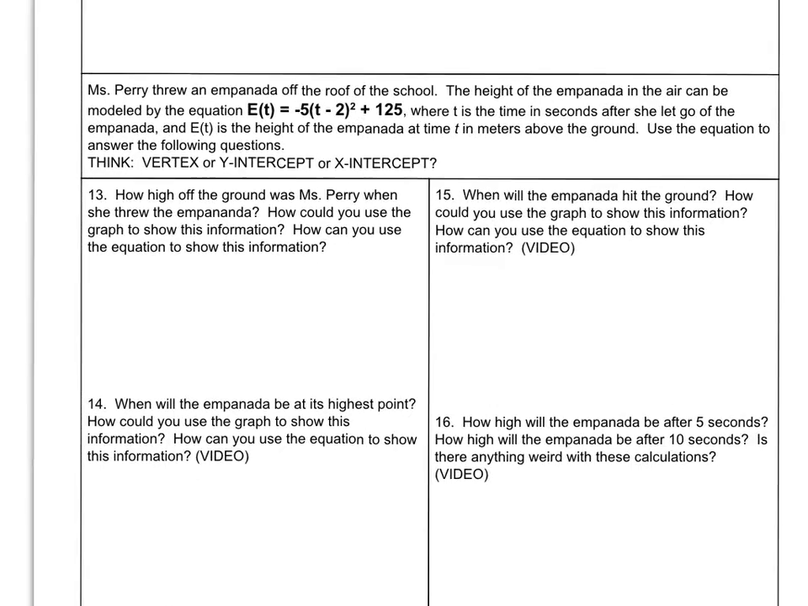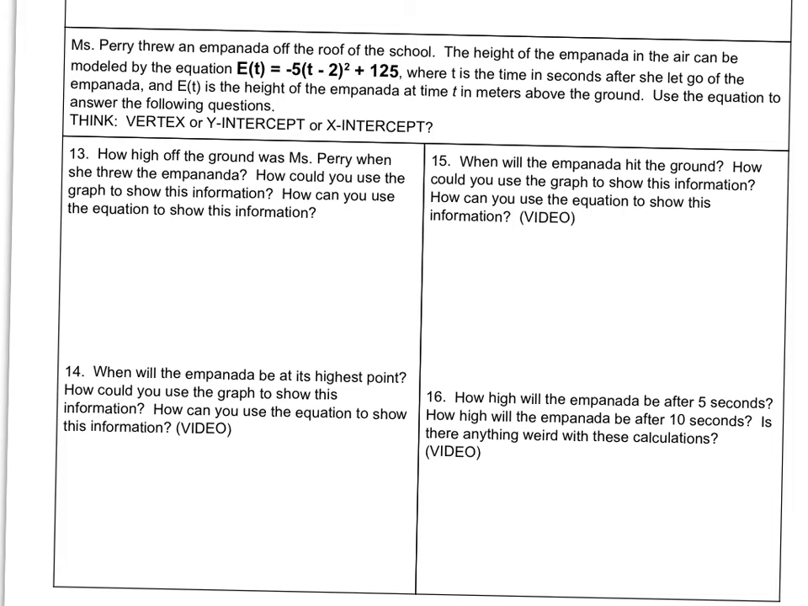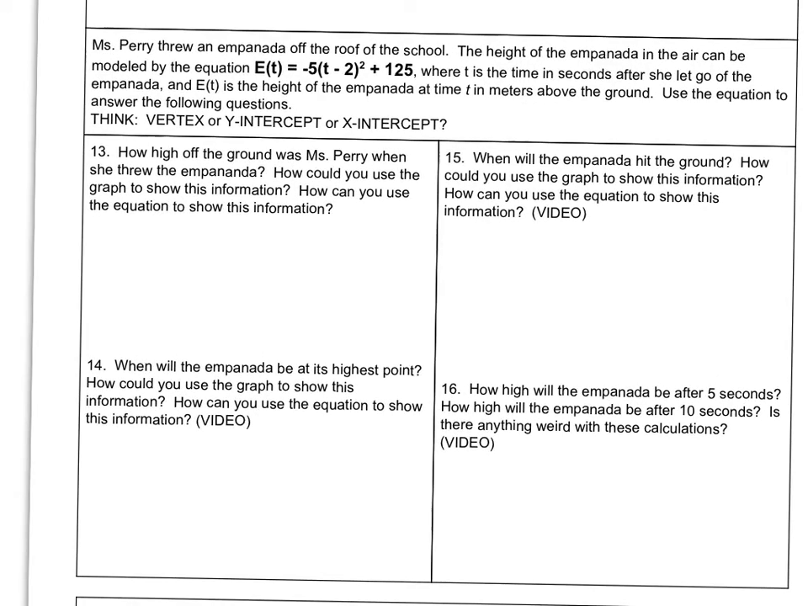All right. Here we have Miss Perry throwing empanadas, obviously because she's a Spanish teacher, she has to throw empanadas. And we have the height of an empanada in the air, which can be modeled by this equation, and we've got to answer some questions about this. You might notice these are the same questions that were asked in the last review, but with a different context. So how high off the ground was Miss Perry when she threw the empanada?